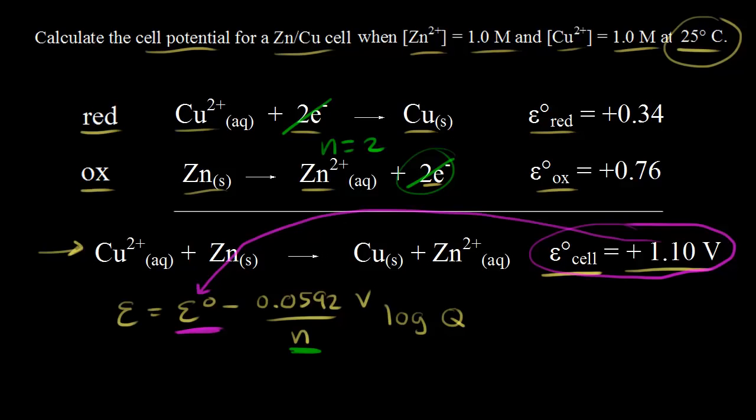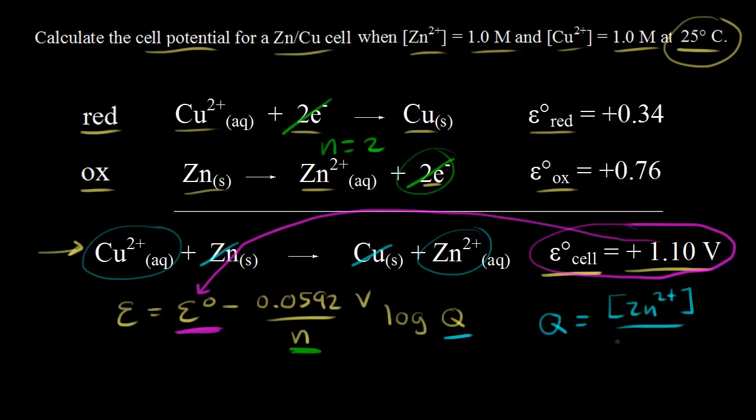Q is the reaction quotient. Q has the same form as K, but we're using non-equilibrium concentrations. So think about writing an equilibrium expression, where you have the concentration of products over the concentration of reactants, and you leave out pure solids. So we're going to leave out solid copper, and we have the concentration of zinc 2 plus, our product, over the concentration of our reactants. We're going to leave out the solid zinc, so we have the concentration of copper 2 plus.